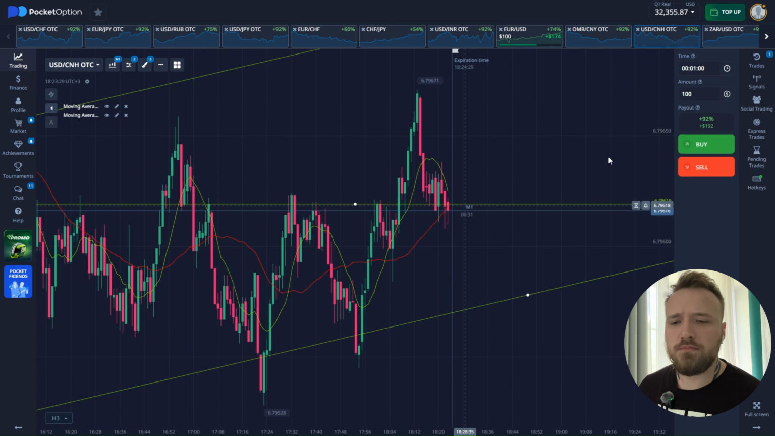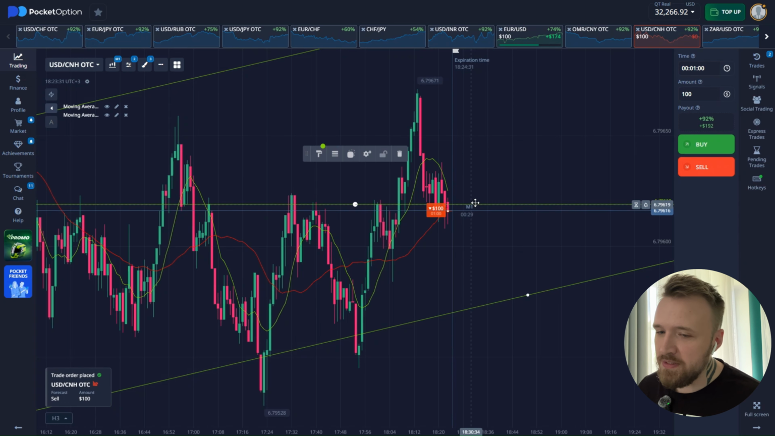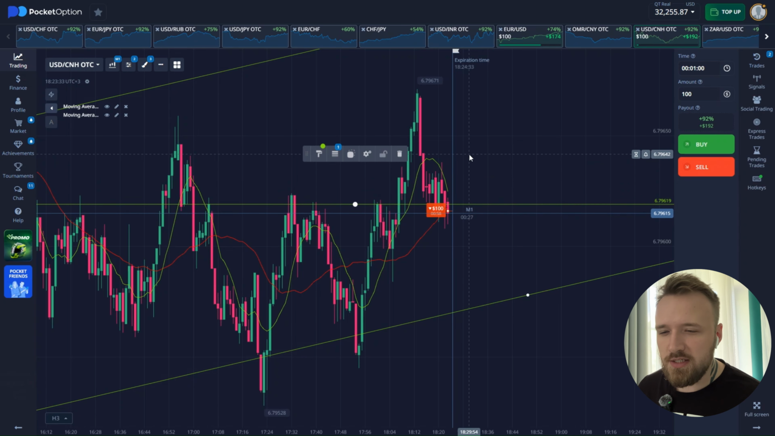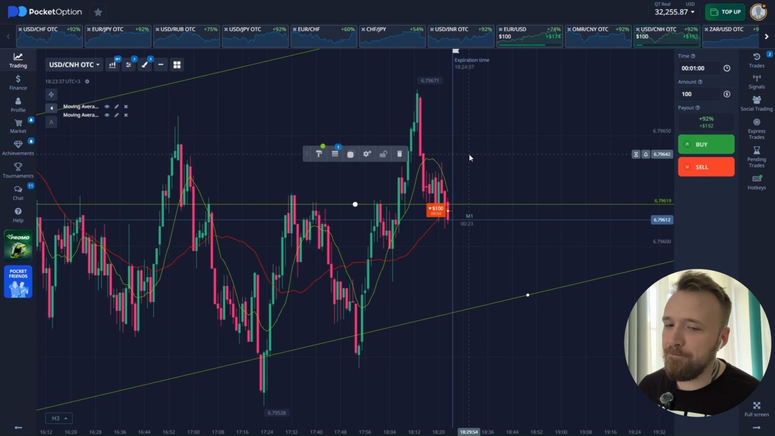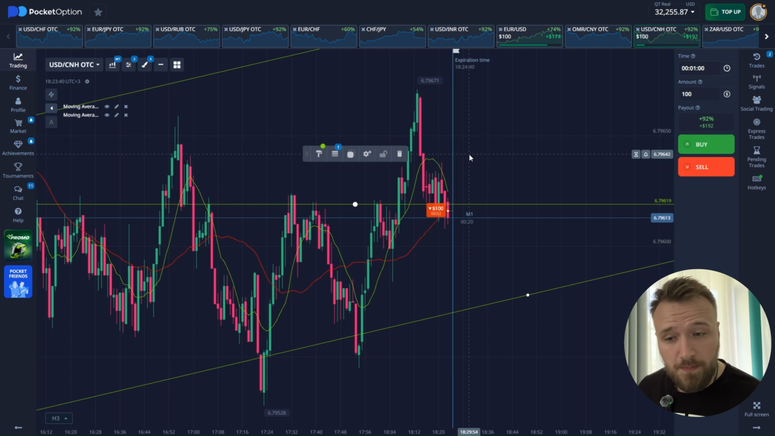Next setup, right here, by the way, we open a short position because we have a breakdown of the global setup. That means we're observing a price drop.